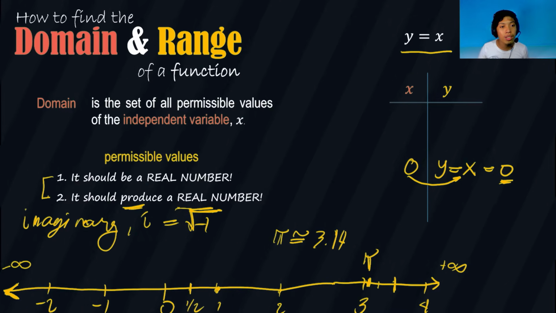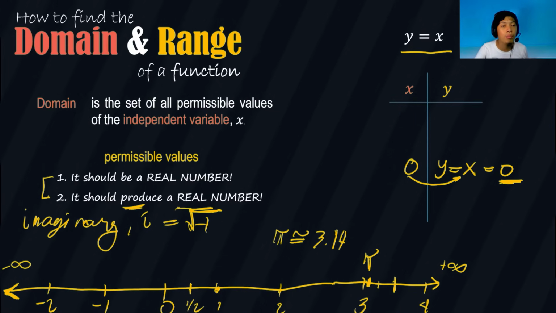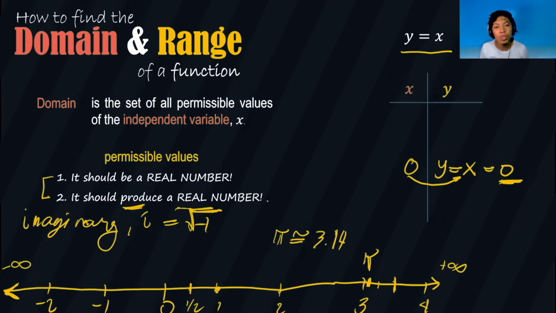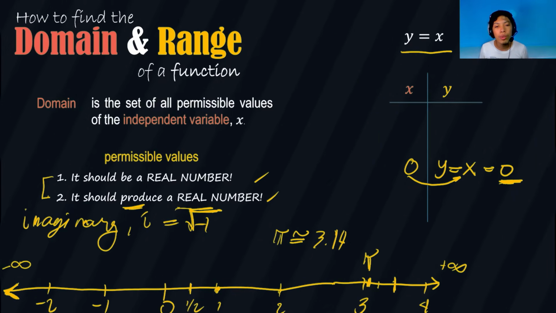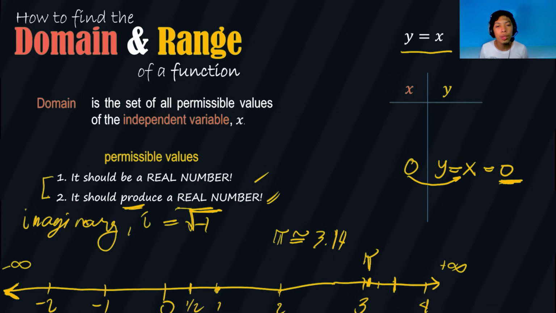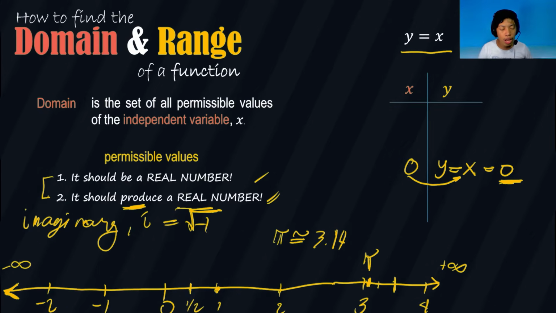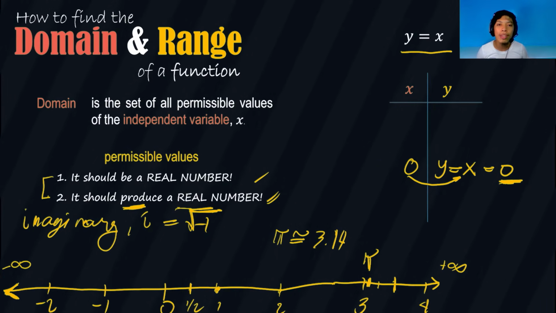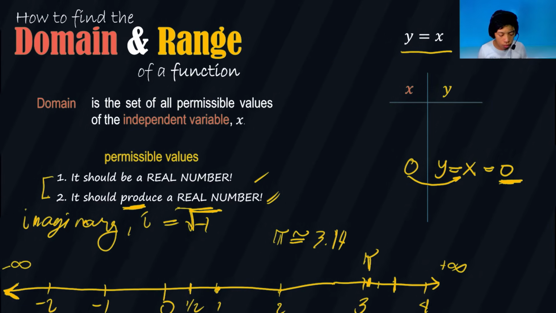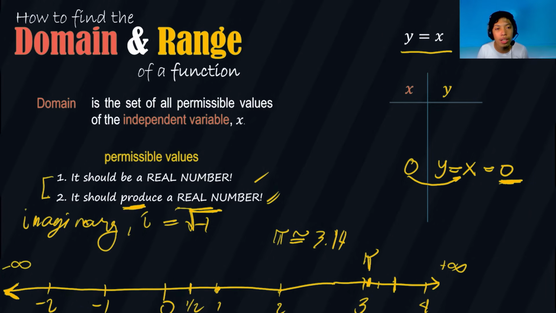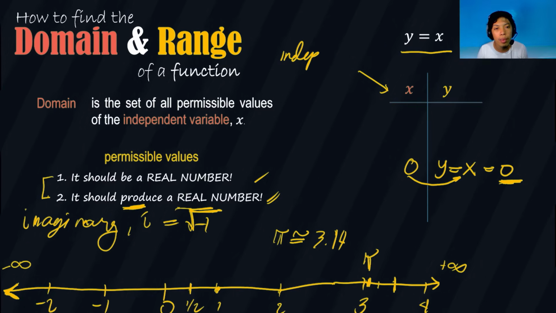Since the resulting value of y is also a real number, 0 is a real number. So we also satisfy this criteria. Again, it should be a real number and it should produce a real number. I used the words dependent and independent variable earlier. So what's the difference between the two? Why is x the independent variable? Your x here is the independent.